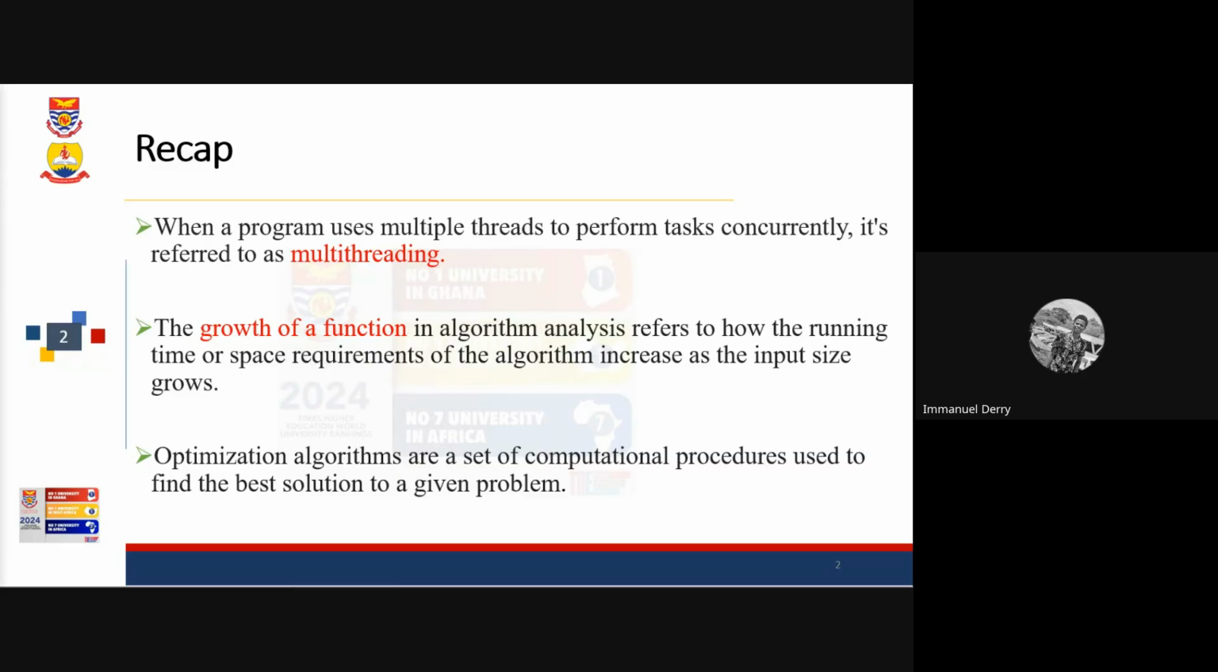As a recap, this is what we spoke about last week: multi-threading, proof of a function, and then optimization algorithms.